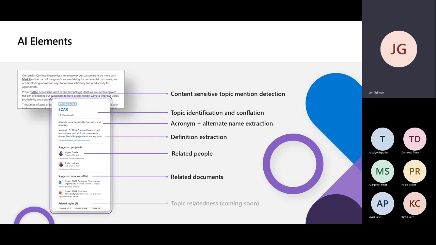In this image that you see here, you can see the word SOAR has been detected on the SharePoint page. So you've got SOAR at the top, you can see, and I'll just hover my mouse over it here, where SOAR is the highlighted word on my page. And when I hover over it, it will bring up this topics card here. It's got the topic identification and conflation, the acronym and alternate name extraction, the definition extraction, the related people, and the related documents.